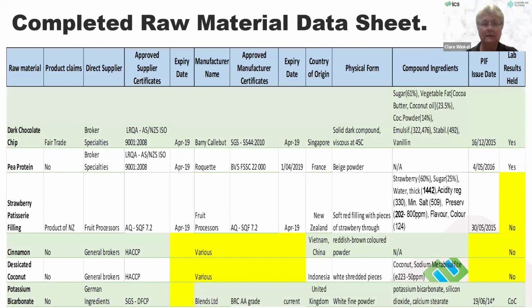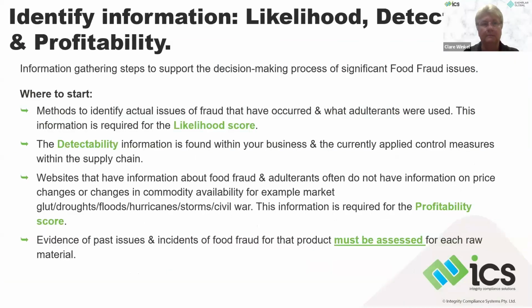You could put a spreadsheet together like this one and collect the information, not just about your direct supplier, but your supply chain, the manufacturer, the country of origin. Do you have product specifications? Do you have lab results? And even by doing this task, and see in this case, the ones in yellow, we don't have that information. So already I'm thinking cinnamon and desiccated coconut are probably going to have some problems because we can't access the information. And our brokers who we're buying off only have HACCP certification that doesn't include food fraud assessment.